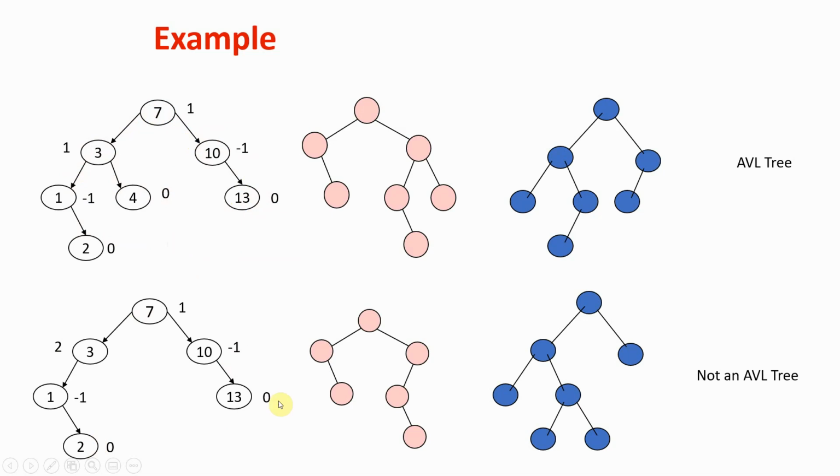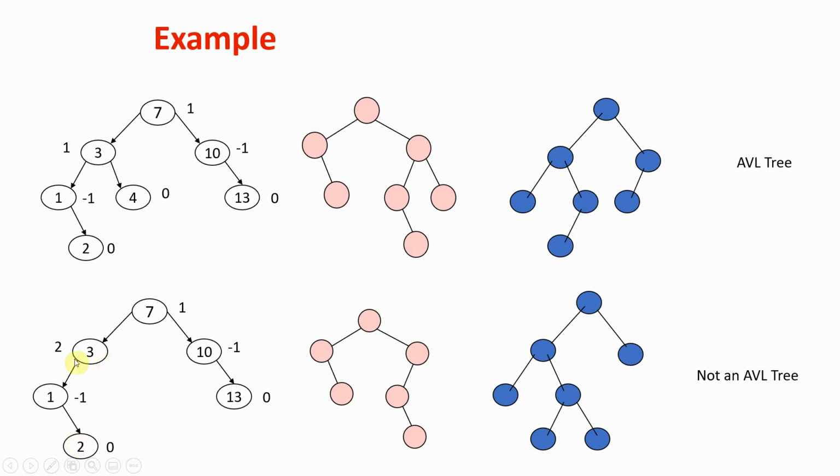Let's look at this one right here. The balance factor for this node is the height of the left subtree minus the height of the right subtree. It's 0 minus 0, it is 0. For this node, it's 0 minus 1, it's minus 1. For this node, the height of the left subtree is 2. The height of the right subtree is 0, okay? So the balance factor for this node is 2, right? So this tree is not AVL.